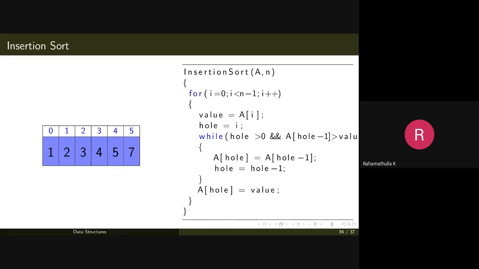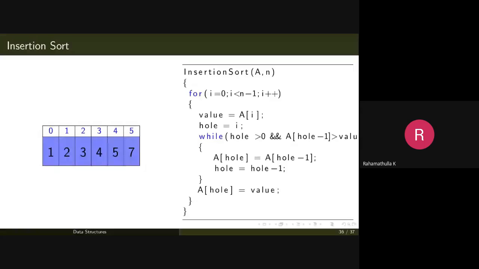In the best case, the elements in the array are already in sorted order. So we'll consider this element, there is no shifting, this element there is no shifting, this element there is no shifting, and so on. So this while loop will not execute at all. So the entire set of instructions will be executed only n minus 1 times. So it is order of n time.